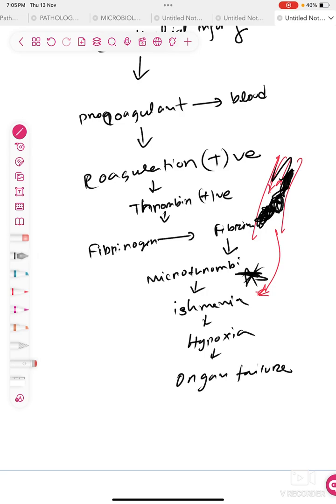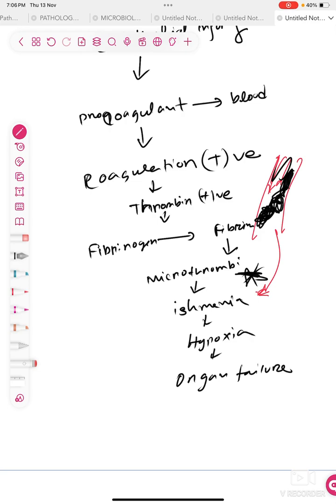So as you can see, the procoagulant matters are released into the blood, so the coagulation pathway is activated, and as the coagulation pathway is activated, thrombin is formed, and it converts fibrinogen into fibrin. These fibrin form various microthrombi in the vessels, and the vessels get blocked, so the blood cannot pass, and so there is ischemia. Ischemia leads to hypoxia, and hypoxia leads to organ failure.